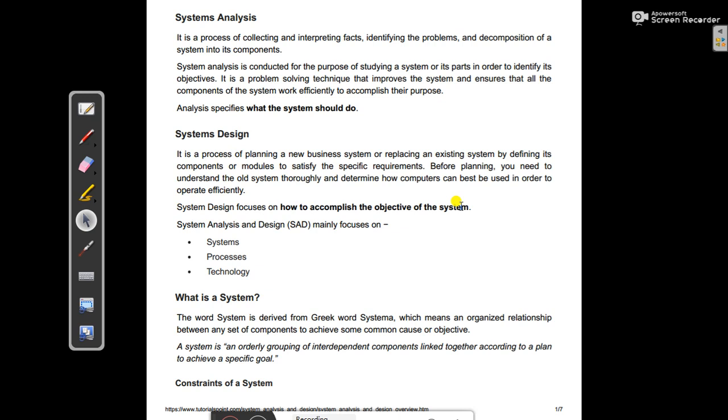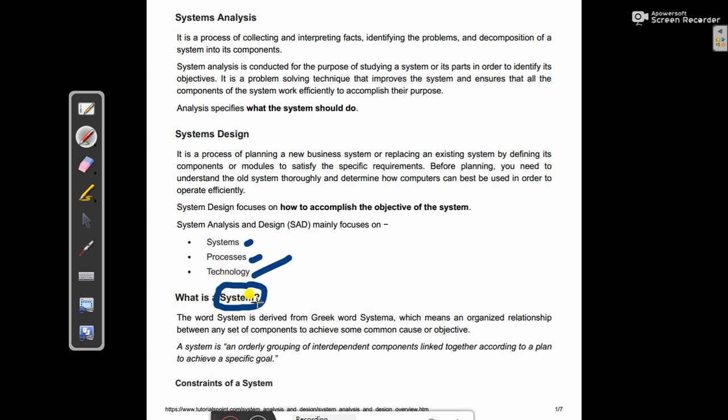Objective means there is a specific goal that the system will perform, and to achieve that goal we need to follow some design procedure. So comprising system analysis and design, we can focus on these three terms: systems, processes, and technology. In all these we are talking about systems. Now what is a system?